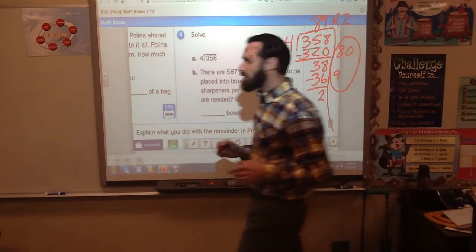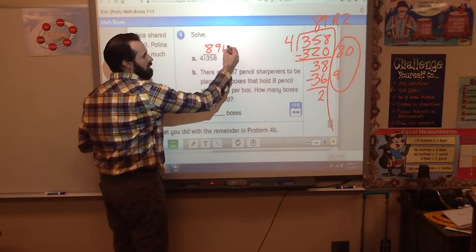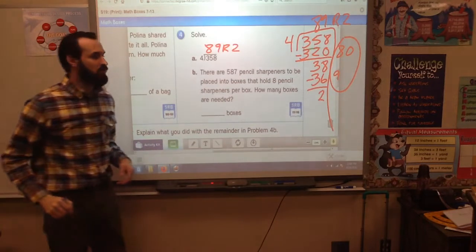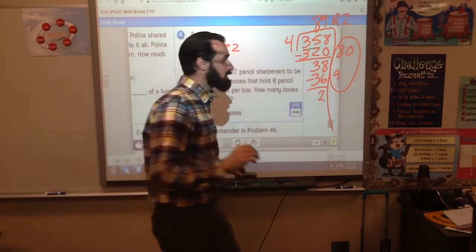And this one, you don't have to worry about the remainder because it's just simply a division problem. You can write it like that, 89, remainder 2. You don't have to do anything with it because it's not a word problem.